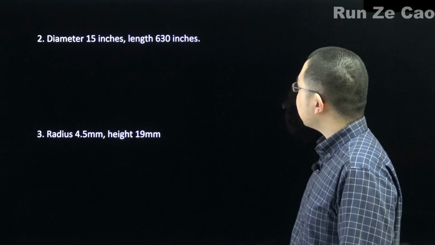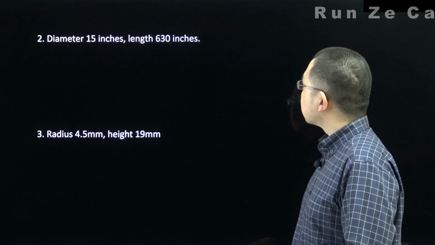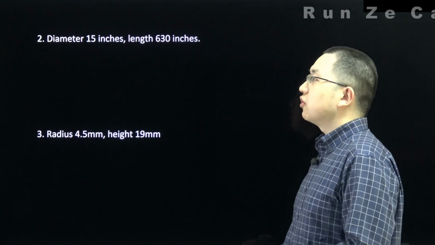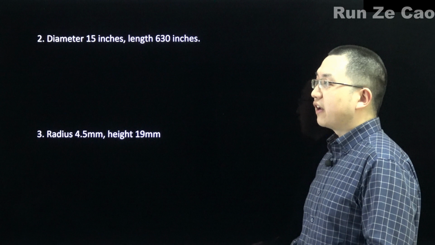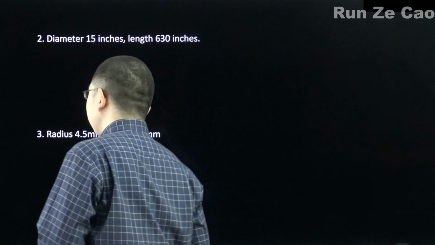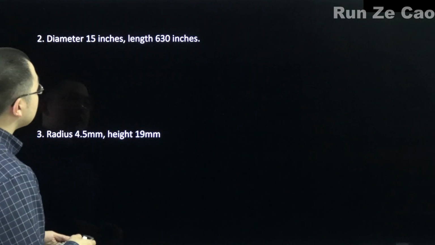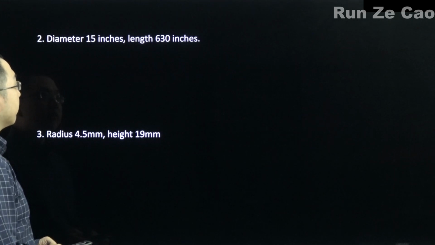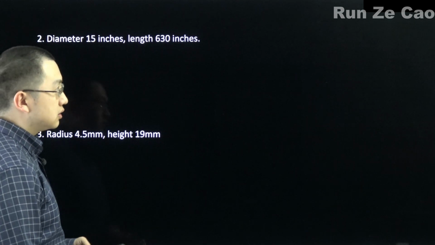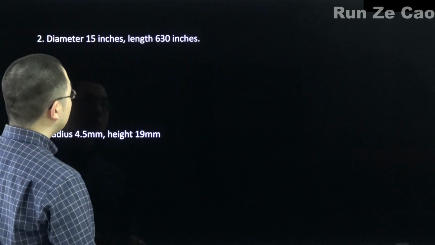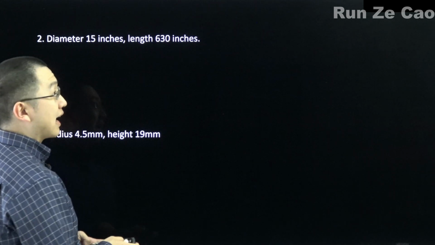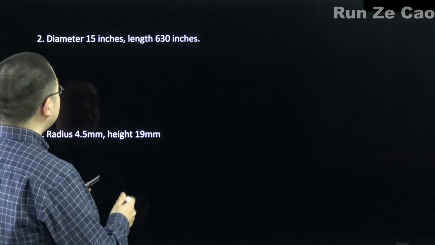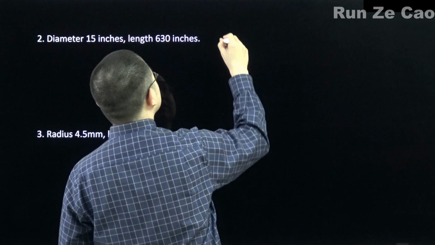Diameter 15 inches, length 630 inches. Wait a second. Isn't this the bored out volume, approximately, of a 15-inch 42? Which equipped the Royal Navy 15-inch armed battleships from the First World War into the Second, and until after the Second World War. Yeah, that's exactly what it is. But anyway, so diameter 15 inches, length 630 inches.